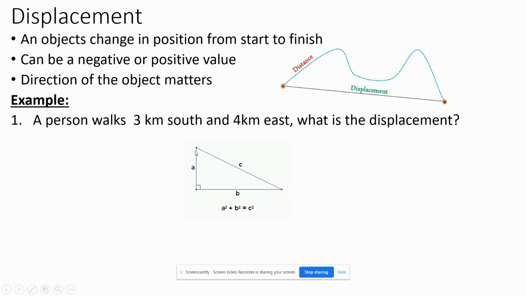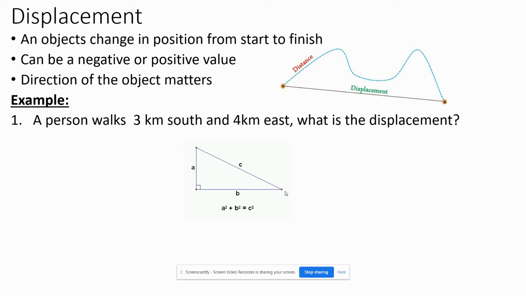Now we could add A plus B and get our distance. 3 plus 4 would have been 7 kilometers. That's the distance, but we don't want distance, we want displacement. We actually want C here. So we started here and ended here. We need to know the distance or the change in position, which is the displacement. So notice we get to use this lovely Pythagorean theorem, a squared plus b squared equals c squared.